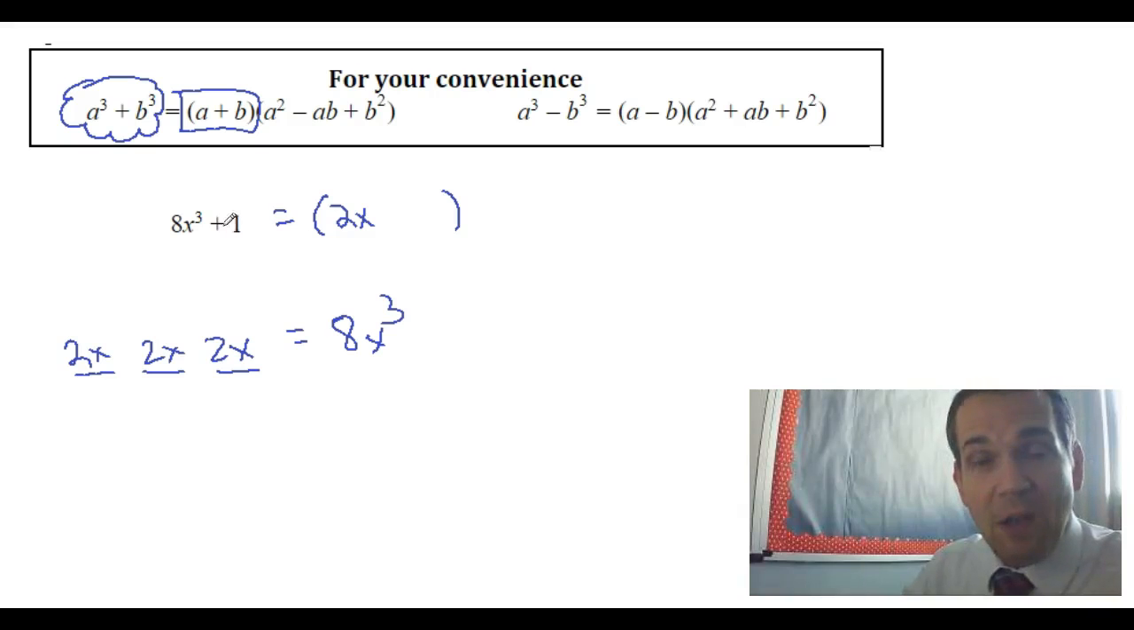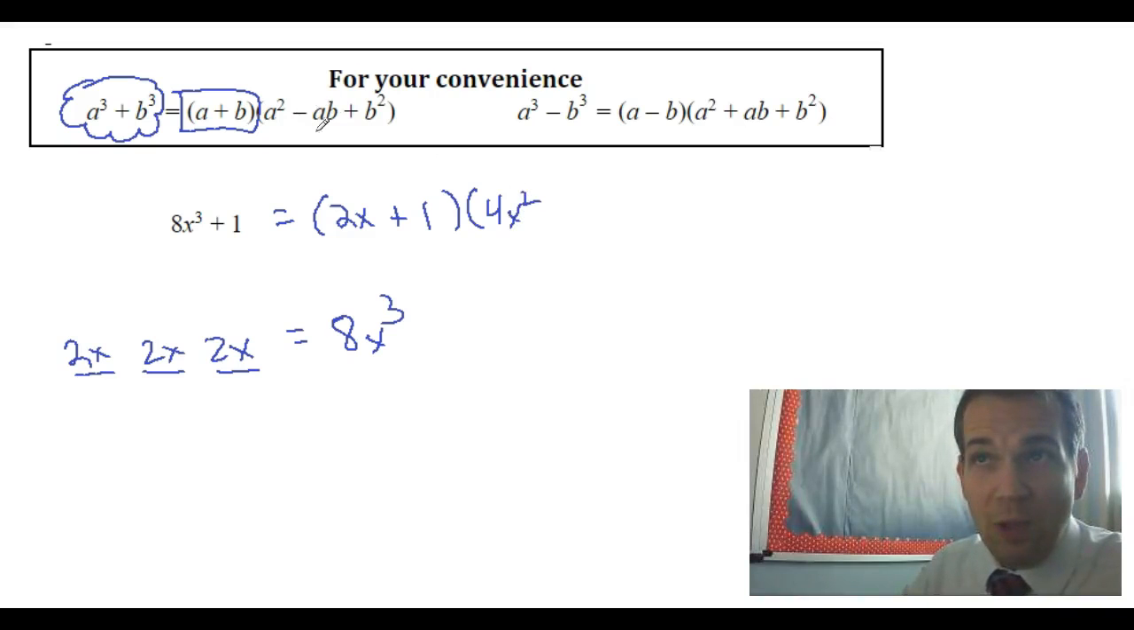And then I've got to ask myself, what would I cube to get 1? What multiplies by itself 3 times to make 1? And the answer is 1. Now that I know what these numbers are, I can use that to fill in the rest of the formula. The formula tells me that whatever number I put here, if I square it, that's what goes here. This will be the square of this. So if this is 2x, squaring that gives me 4x squared.